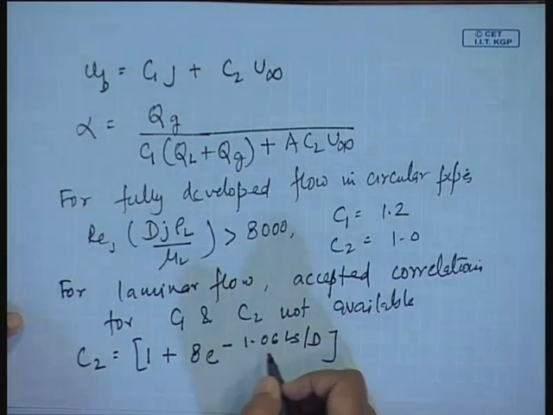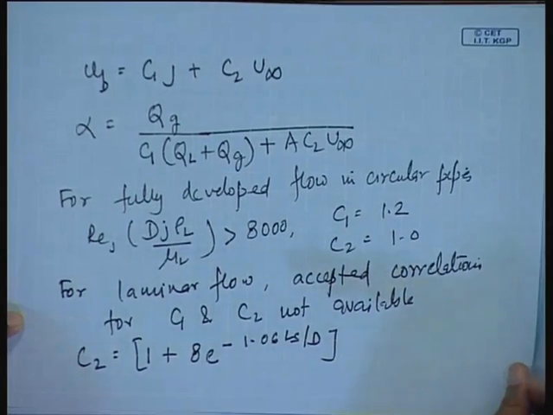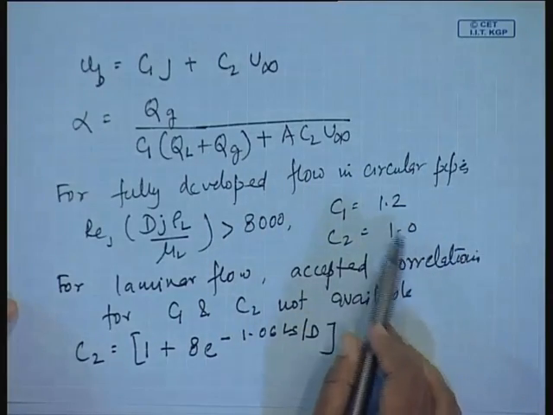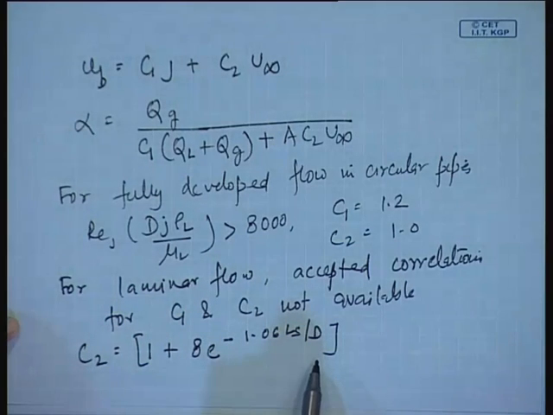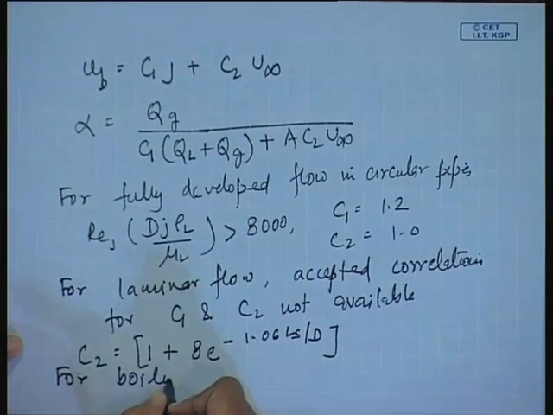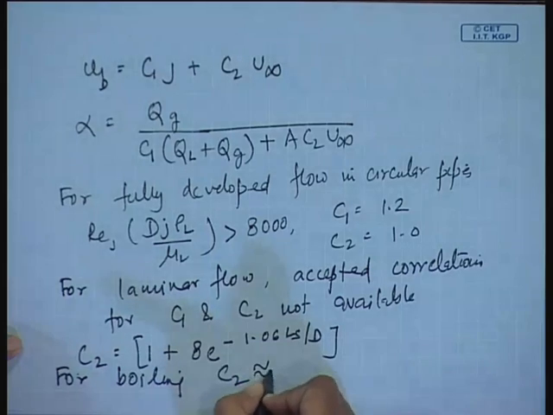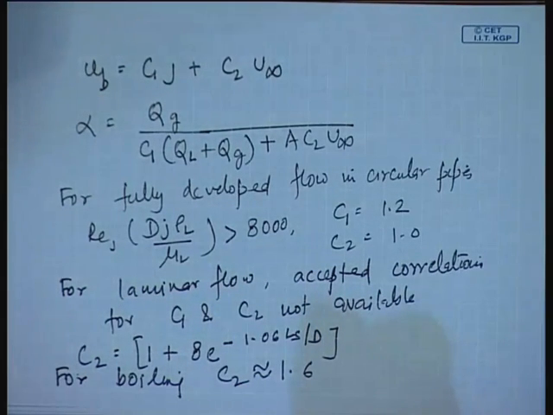People have also observed that for the case of boiling, C2 equals 1.6. For turbulent flow, fully developed in circular pipes, C2 equals 1.0. For laminar flow, accepted correlations are not available, but more or less we can take C2 as this, and in that particular case usually the velocity is parabolic. So, therefore, we can assume C1 to be equal to 2.0 as well. And when flow boiling takes place, people have assumed C2 to be equal to 1.6.